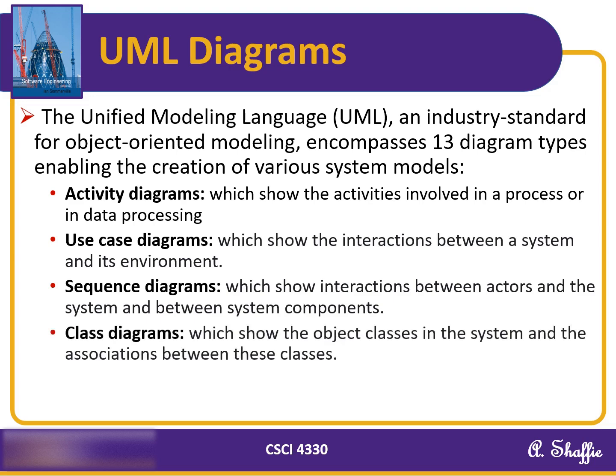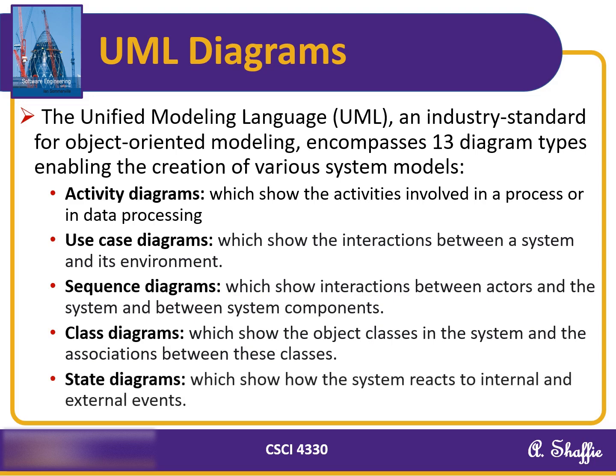Class diagrams reveal the relationships between different object classes. And finally, state diagrams show how the system responds to various events. These 5 UML diagrams provide a powerful framework for modeling and understanding complex systems in a fraction of the time.